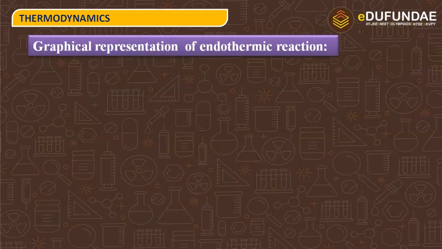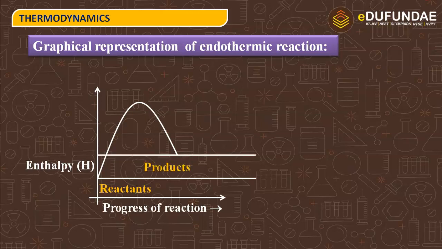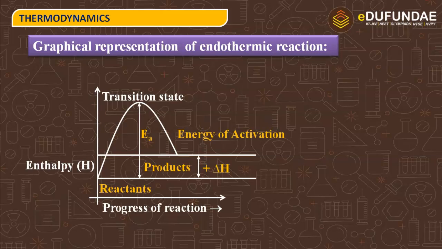Now let us see the graphical representation of endothermic reaction. We are plotting progress of reaction versus enthalpy again, and this is the graph for endothermic reaction. This is the point of the reactants, and this is the point for the product formation. Now this is the transition state, and this is the activation energy or energy of activation. For endothermic reaction delta H is positive, and what does this positive sign show? That it involves the absorption of energy.